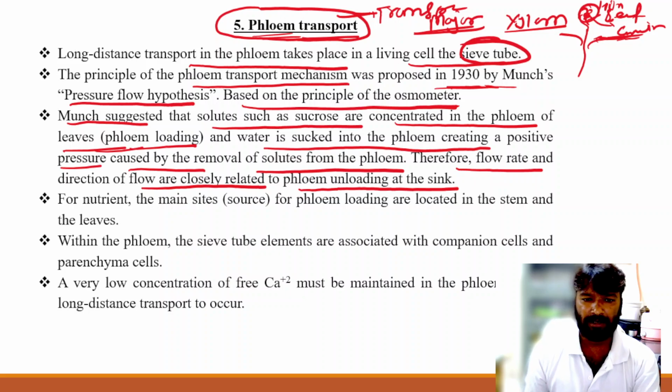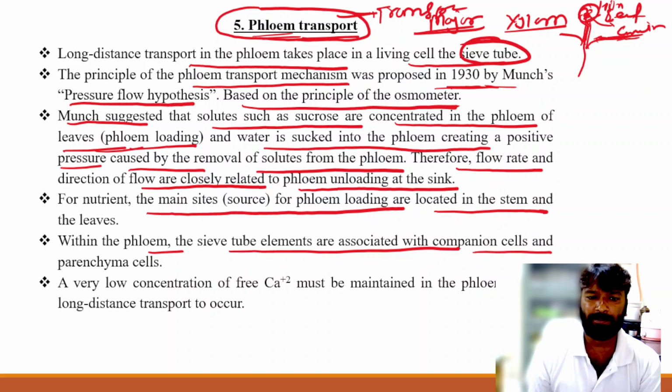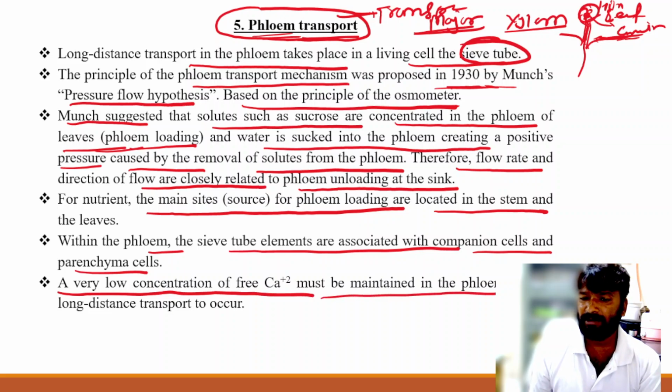Okay. For nutrients, the main site or source for the phloem loading are located in the stem and the leaves. So leaves and the stems work as a source, and within the phloem, the sieve tube elements are associated with companion cells and the parenchymatic cells. They are involved in the transporting pathway, and a very large concentration of free calcium ions must be maintained in phloem sap for long distance transport.